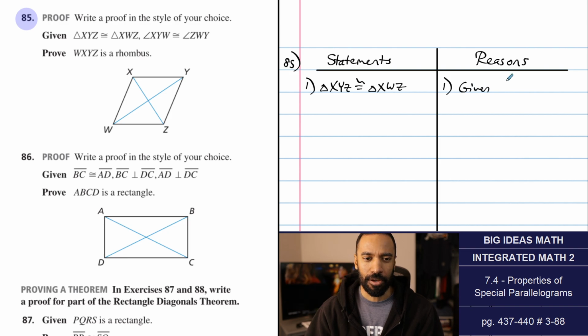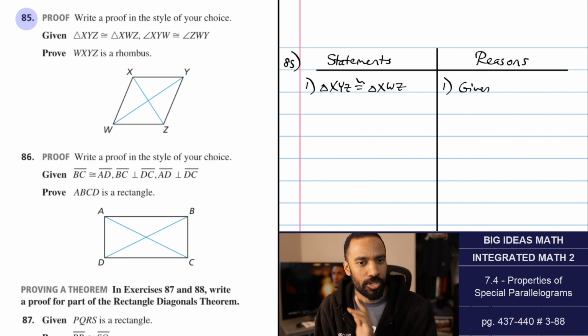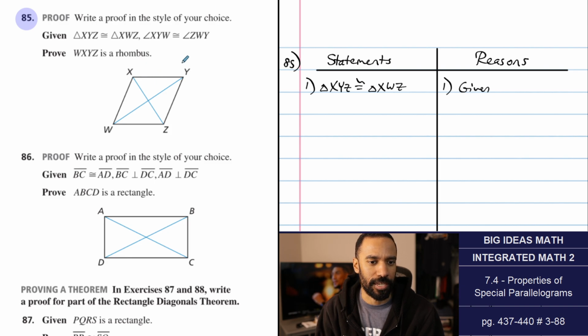And then they give us another angle thing. Now, they're saying prove it's a rhombus. So, XYZ, I'm going to kind of plan some things out. XYZ is congruent to XWZ.